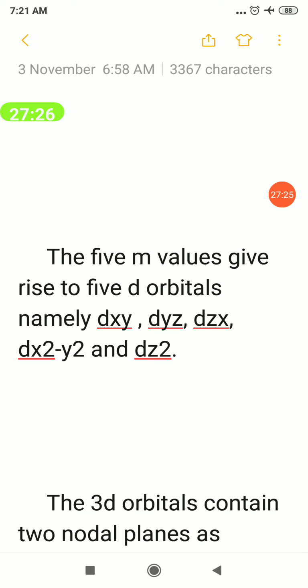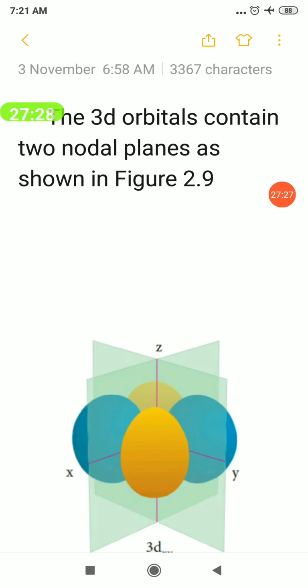Similarly, here there are nodal planes. For each d orbital there are 2 nodal planes.